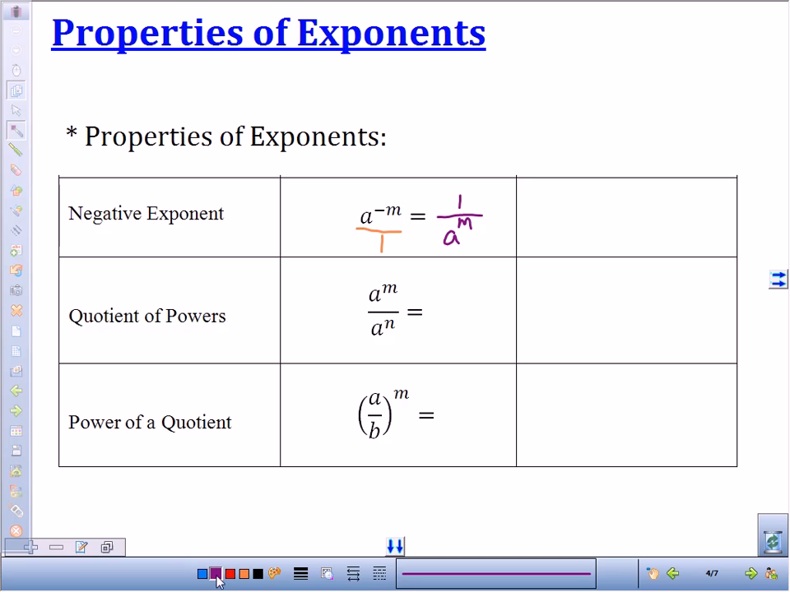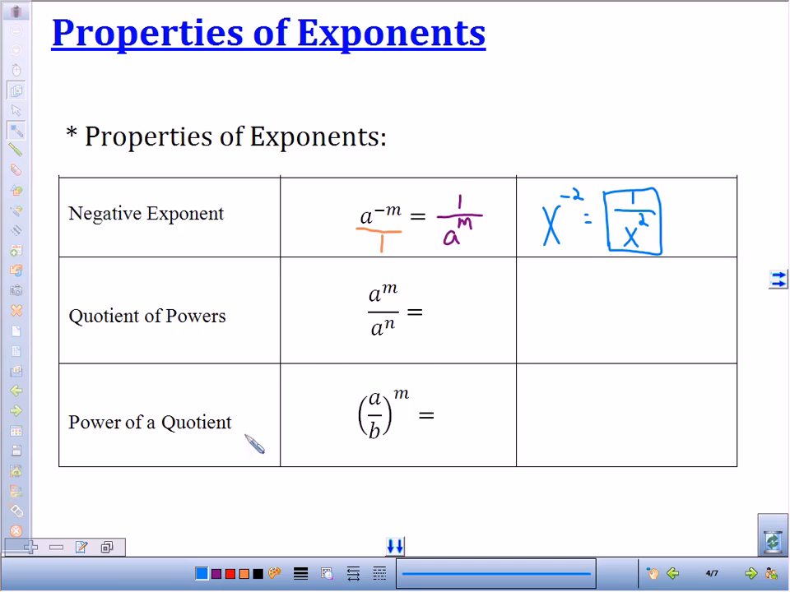An example of this would be if we had, say, x to the negative second. Well, that would be 1 over x to the second, and that's it. We don't have to go any further with it.